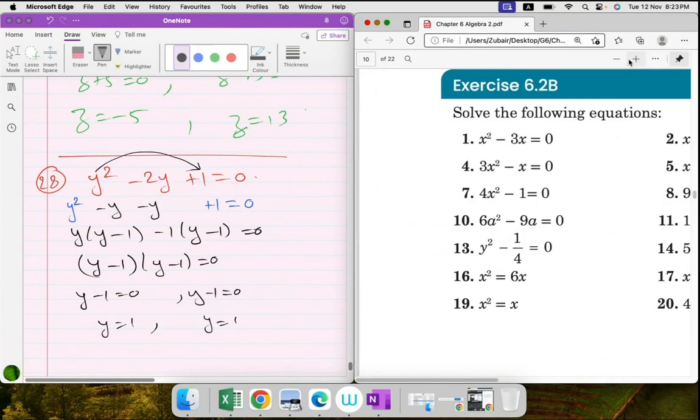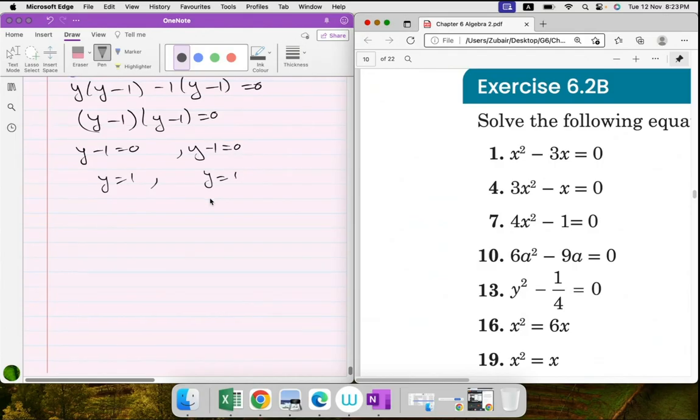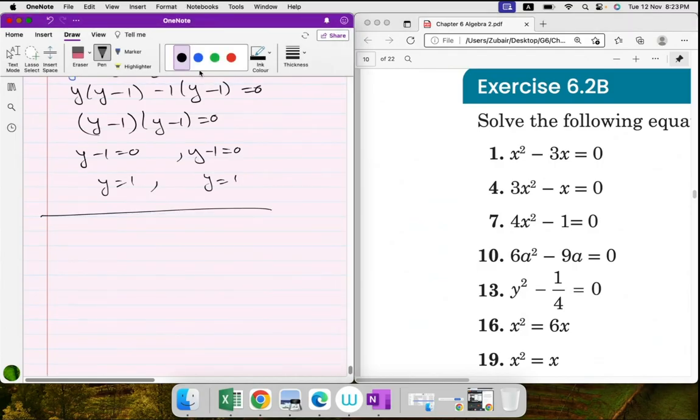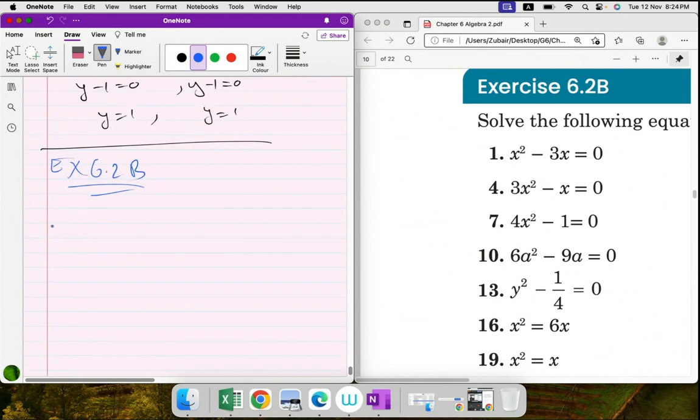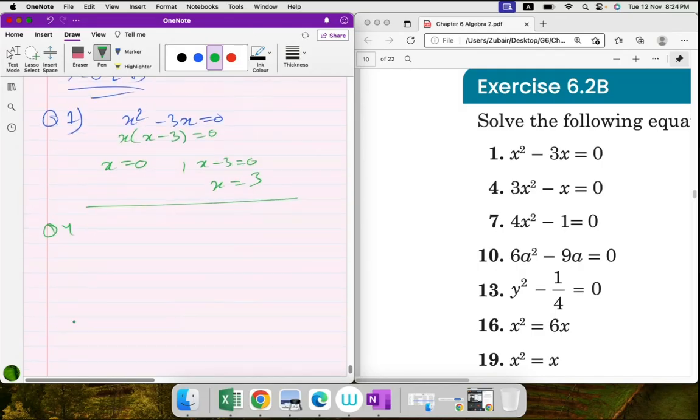So let's do these more questions. This is 6.2b. Question number 1. x square minus 3x is equal to 0. We take out x common, left with x minus 3 is equal to 0. First factor equal to 0, second factor equal to 0. x is equal to 3. Question number 4. Try question 4.